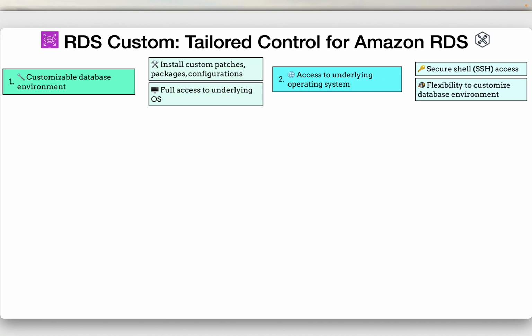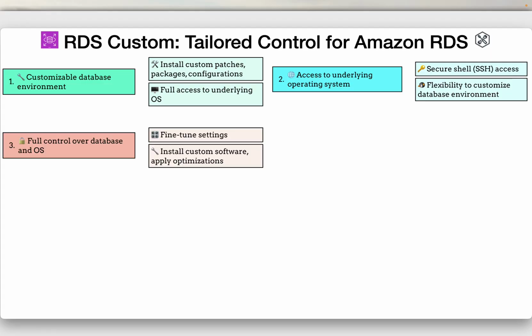Second, access to the underlying operating system. With RDS Custom, you have secure shell SSH access to the underlying operating system, giving you the flexibility to customize the database environment according to your specific requirements. Third, full control over database and OS. RDS Custom provides you with full control over the database engine and operating system, allowing you to fine-tune settings, install custom software, and apply specific optimizations.